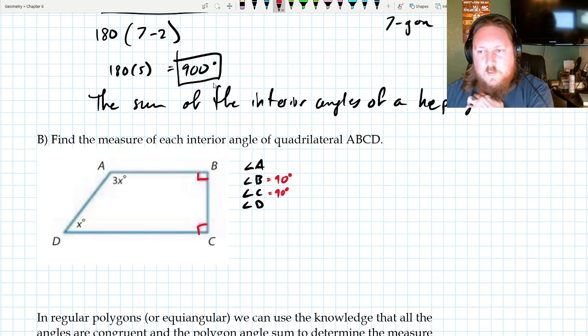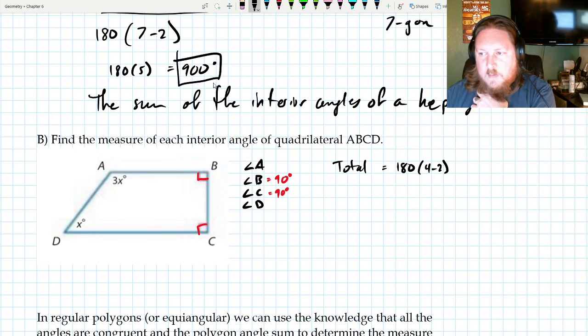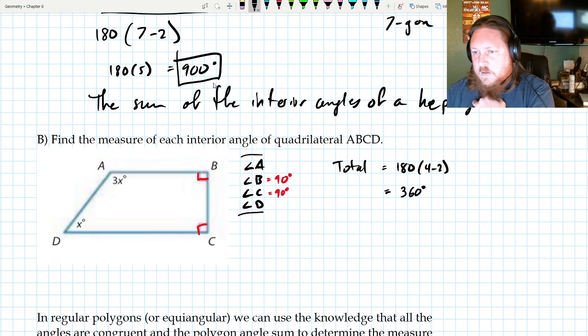What else is useful is it's a quadrilateral, so I know the total is going to be 180 times 4 minus 2. And we already talked about it before. For a quadrilateral, it's 360 degrees. So that means all four of these angles here have to add up to 360 degrees. Well, measure of angle A is 3x. Measure of angle B is 90. Measure of angle C is 90. And measure of angle D is x. So all of those things add up to 360.